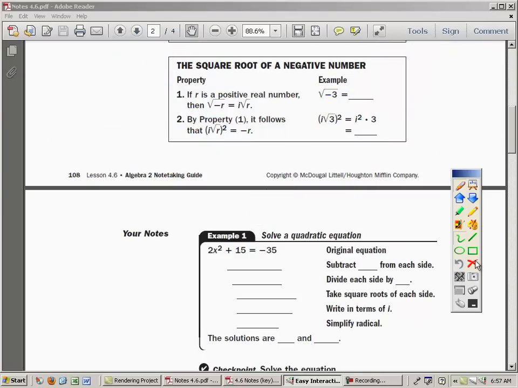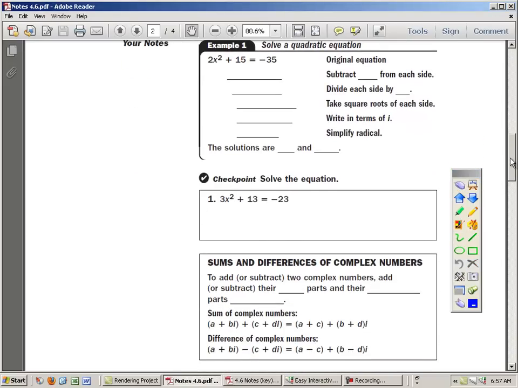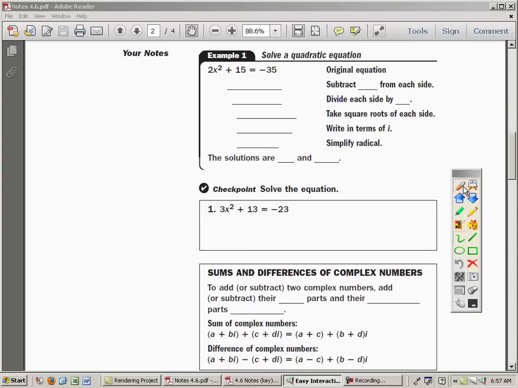All right, so where does this come into play? Let's take a look at an example where this actually comes into play. We talked about solving problems with square roots yesterday, right? And so the first thing we're going to do here is subtract 15 from both sides, and this becomes 2x squared is equal to negative 50, right?